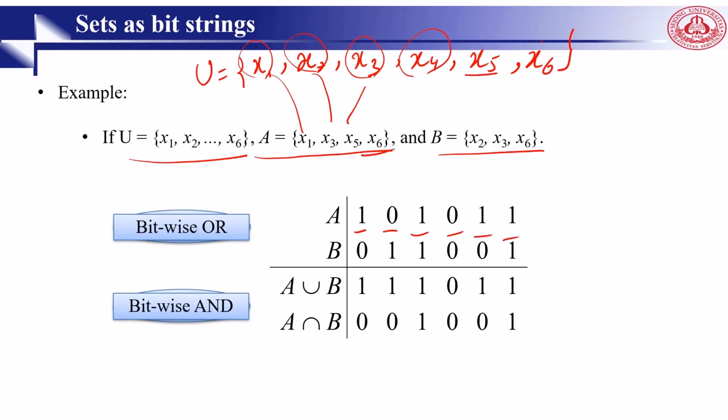In case of B, 1 is available? No. 2 is available? Yes. 3 is available? Yes. 4 is available? No. 5 is available? No. 6 is available? Yes. Now, how to do bitwise OR?